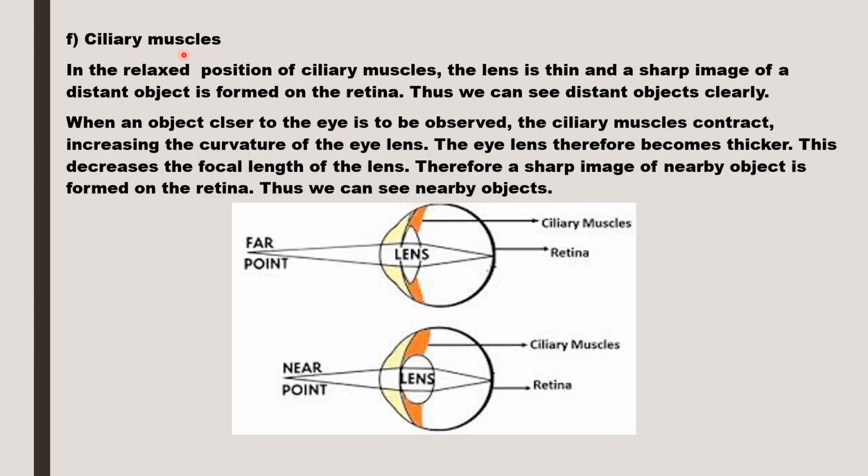Ciliary muscles. In the relaxed position of the ciliary muscles, the lens is thin and a sharp image of the distant object is formed on the retina. So we can see the distant object very clearly. When the object is very close to the eye, then the ciliary muscles will contract and the curvature of the lens will increase. That is, the lens becomes fat or thicker. So this decreases the focal length of the lens and a sharp image of the nearby object will be formed on the retina. So we can see the nearby objects clearly.